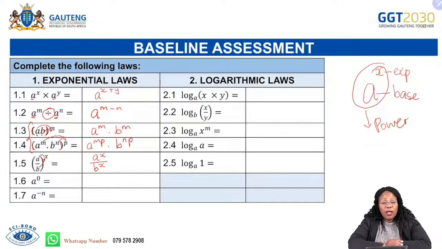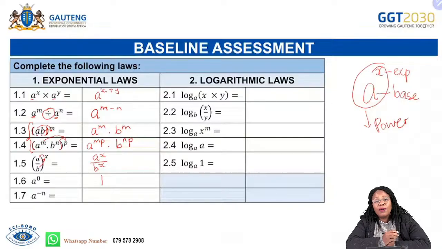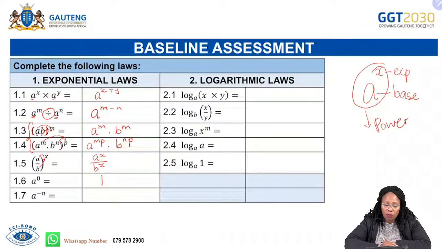And then now any number to the power 0, a to the power 0, any number to the power 0 is equal to 1. 1,000, as long as you are raising that to the power 0, it will be 1. 1 million, as long as you are raising to the power 0, it is equal to 1. Any number raised to the power 0 is equal to 1.